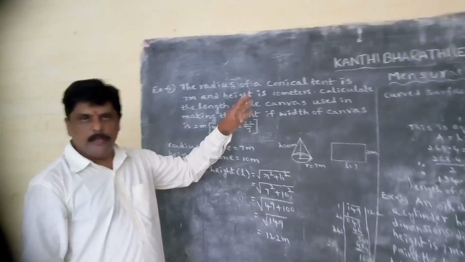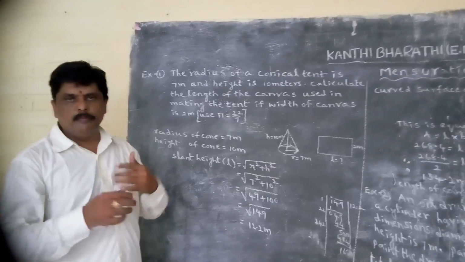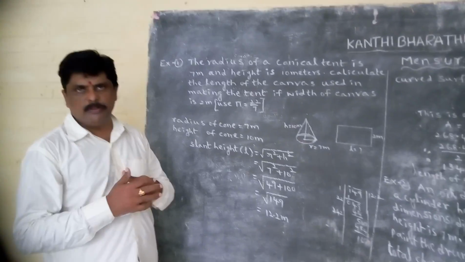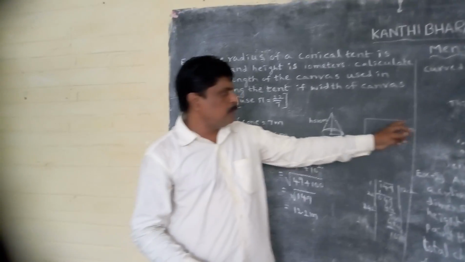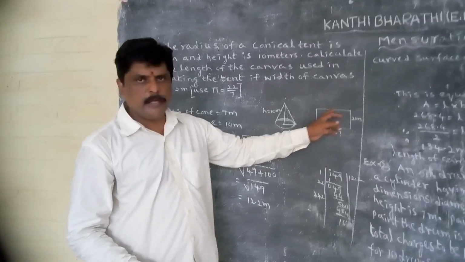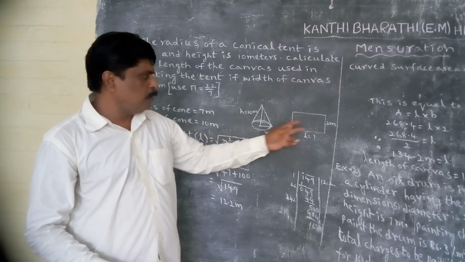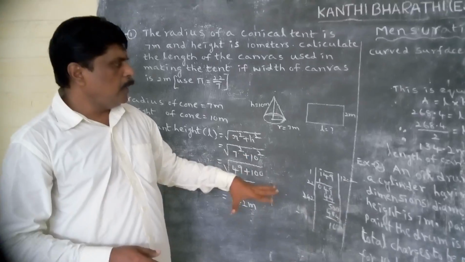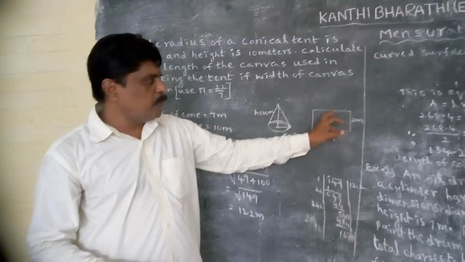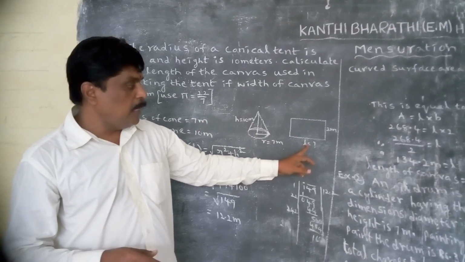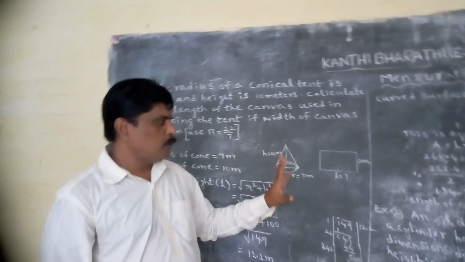A tent is made with a cloth. Here the cloth is in rectangle shape. First of all, you have to buy a cloth, which is in the rectangle shape. After that, you have to make it as a tent. So here he asked that he purchased the cloth, the width is 2 meters, and we have to find the length of the cloth to make this tent.